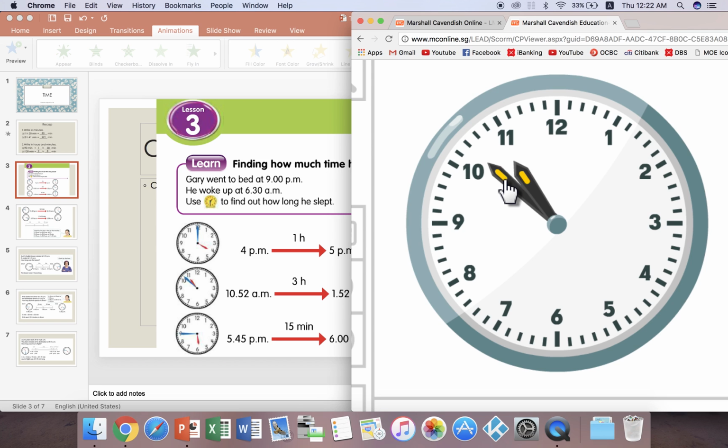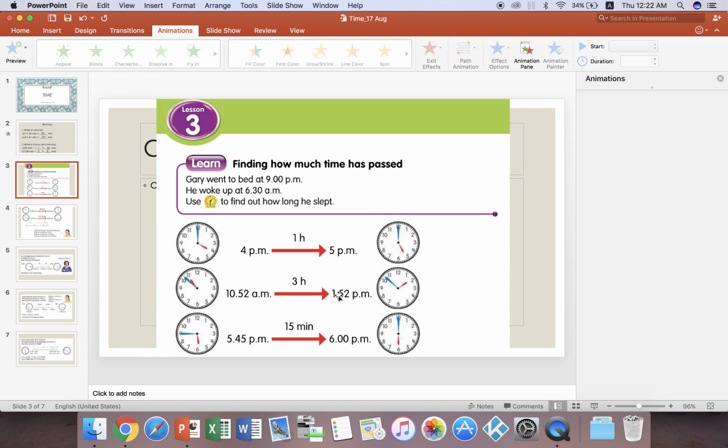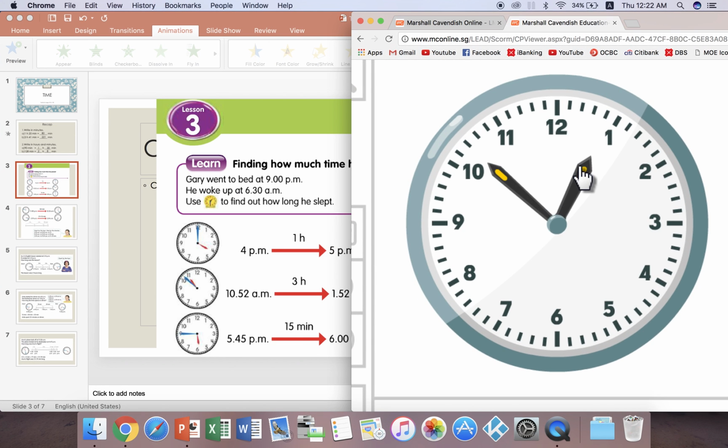Now I'm going to turn it such that it reaches 1:52 p.m. Let us turn it by 1 hour. Look at how the hour clock moves. I'm going to turn one complete cycle, that is 60 minutes, 1 hour, and I stop at 52 minutes again. So this is 11:52, 12:52, and let us check here. 1:52.